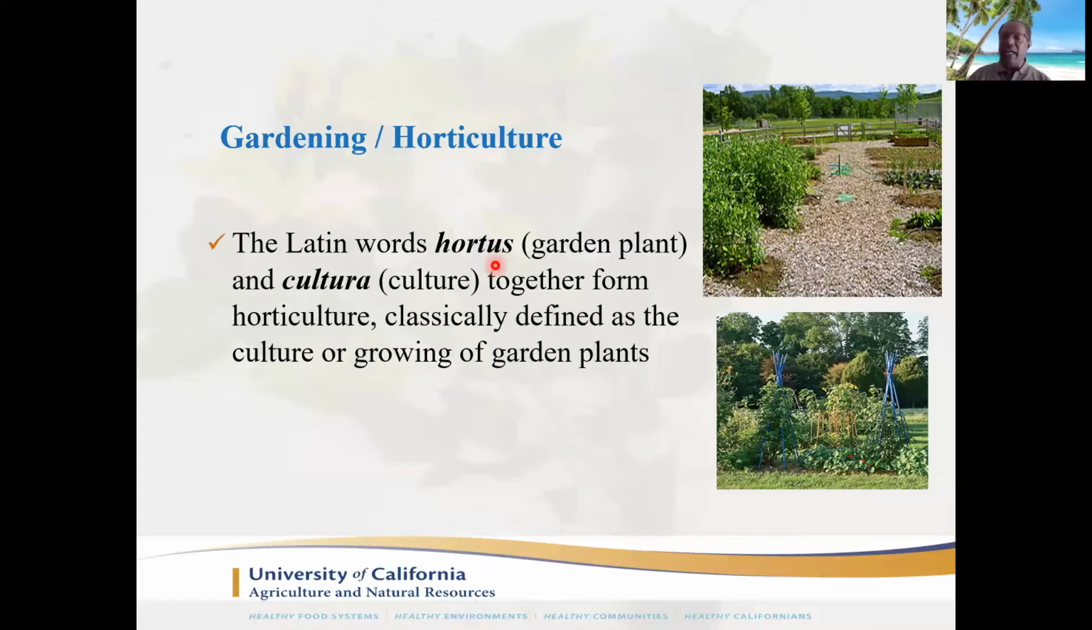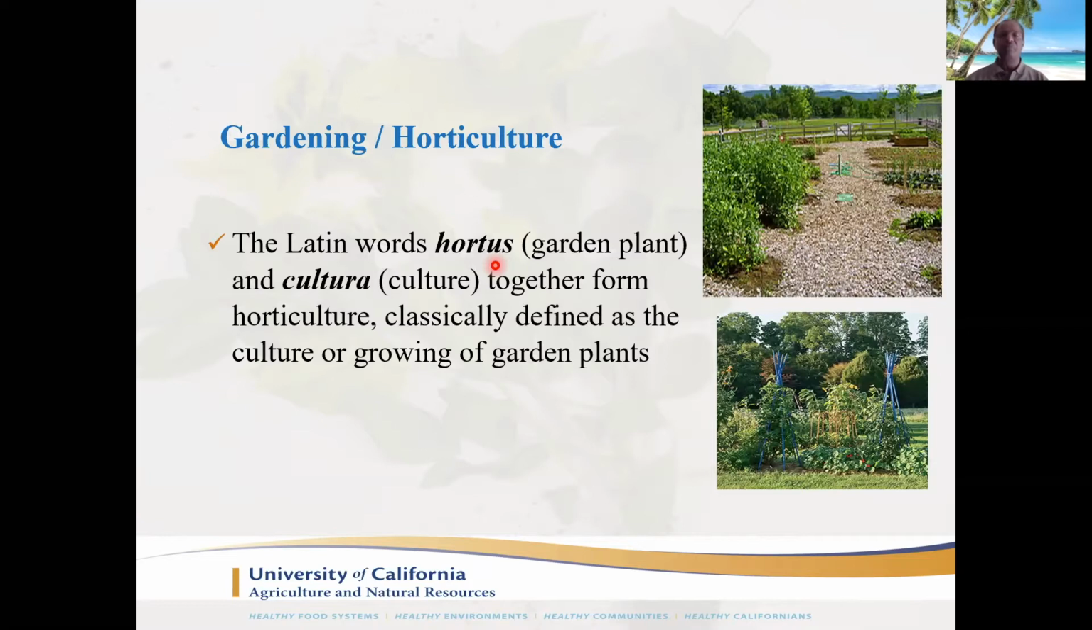So when we look at horticulture, the terminology that you have been hearing now and then, which actually is a Latin word, hortus. Okay, it's two words, hort and then culture. Hortus means garden plant, and the culture, you know this better than I do, means to culture. And that together forms what is called horticulture. So if you look at it classically, it is defined as the culture or the growing of garden plants.